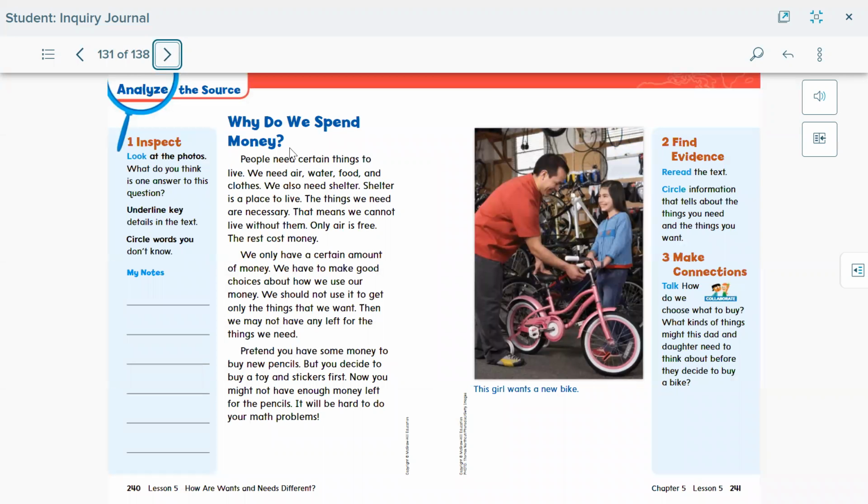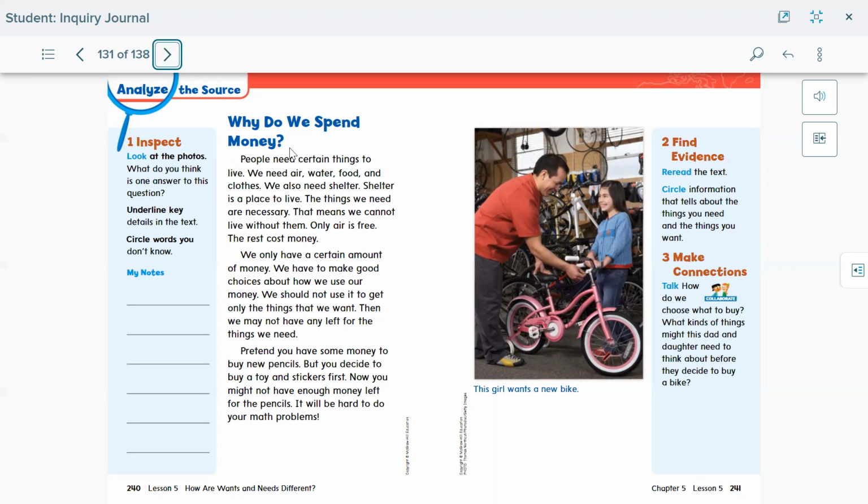Why do we spend money? People need certain things to live. We need air, water, food, and clothes. We also need shelter. Shelter is a place to live. The things we need are necessary. That means we cannot live without them. Only air is free. The rest costs money.